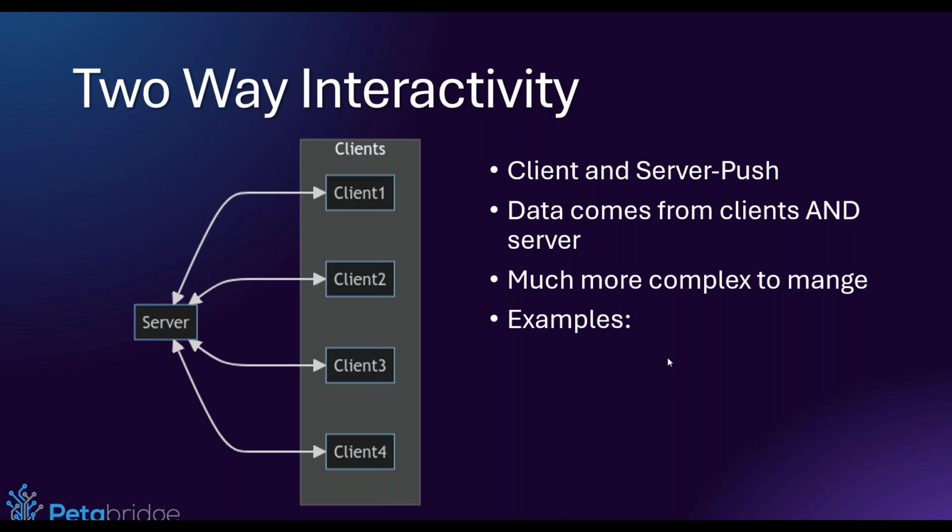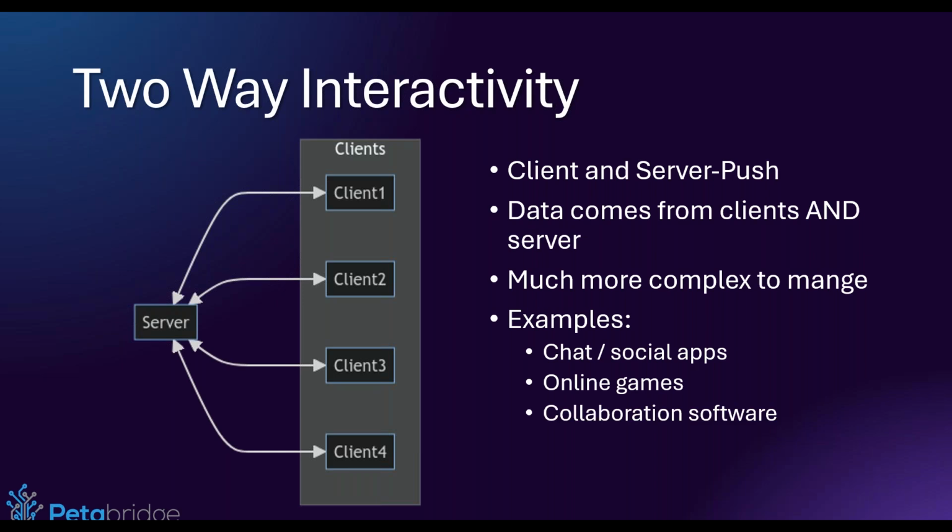So the class of applications you can build using this interactivity model are, in my opinion, much more interesting, and also fun and also valuable than one-way interactivity. These include things like chat and social apps. Probably the most fun example of these is online games. You can go ahead and build multiplayer games using this technique with Blazor and have them all run in the browser out of the box. The other thing you can use this for is collaboration software. That's the use case that we're falling into today.